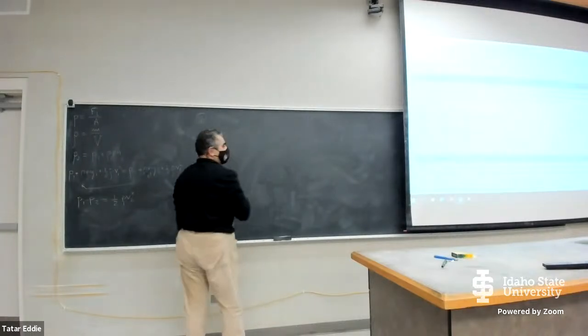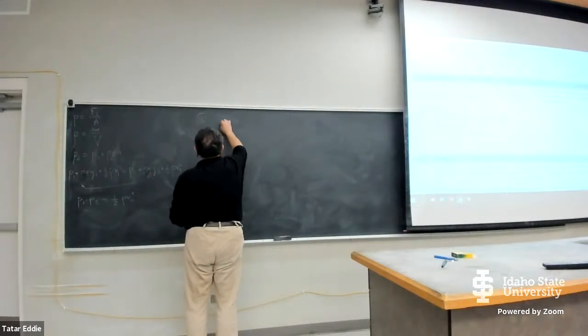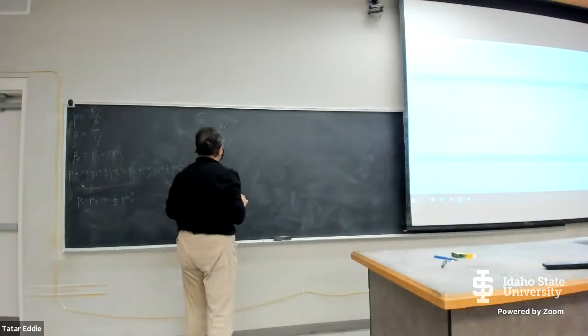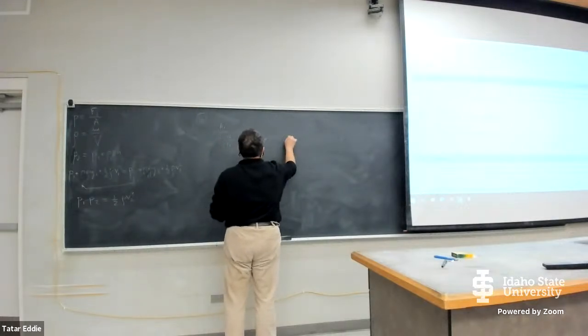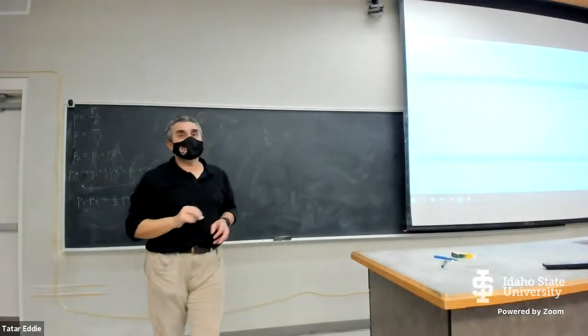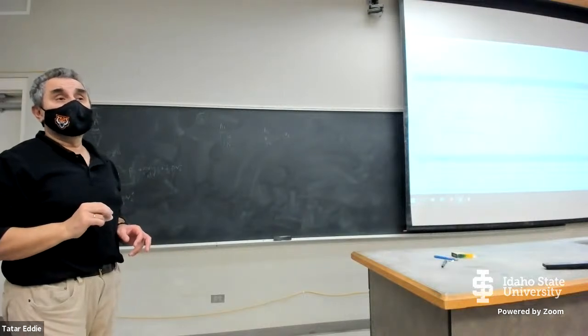But here the cross-sectional area is A1, the speed of blood is V1, the pressure of blood is P1. While here at the narrow segment, the speed is V2, the cross-sectional area is A2, and the pressure is P2. So you're going to discover, of course, that the pressure in the narrow segment, surprisingly, is lower.